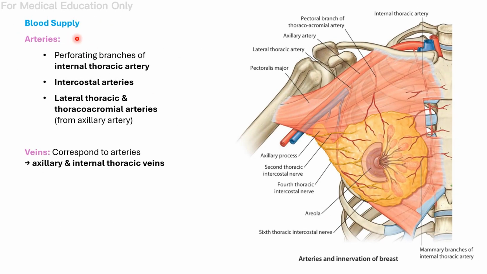Now we learn about the blood supply of the breast. There are three main sources of blood supply: perforating branches of the internal thoracic artery. You can see this is the internal thoracic artery and this is the perforating branch, also called the mammary branch. And the intercostal arteries deep to the breast, not present in the diagram. And the lateral thoracic and thoracoacromial arteries from the axillary artery. This is the axillary artery, which gives two branches, the thoracoacromial artery and the lateral thoracic artery.